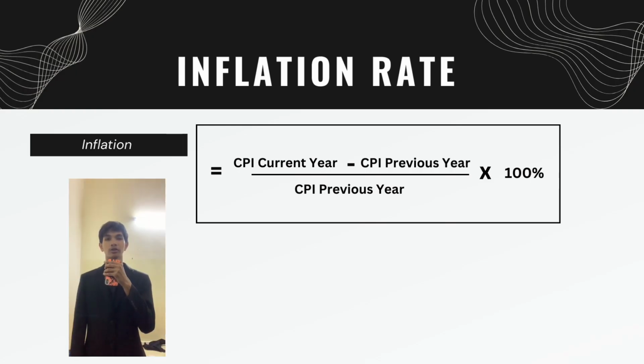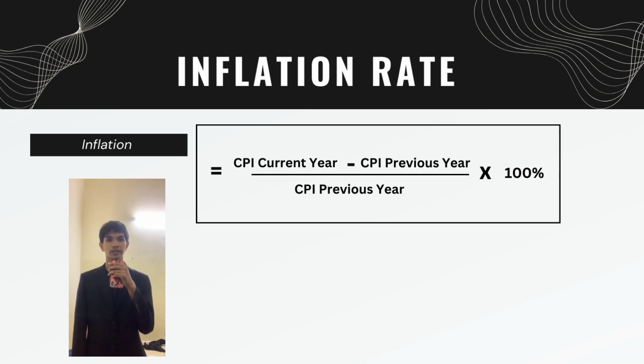So I will continue about the rate of inflation. We can use CPI to measure the rate of inflation, the percentage of price change from one year to another, by using this formula: CPI current minus CPI previous, divided by CPI previous year, times 100%.